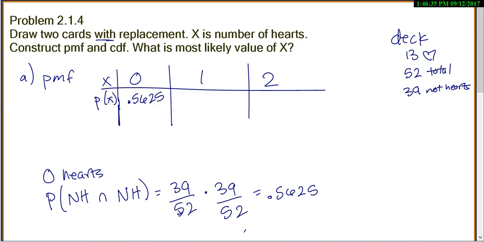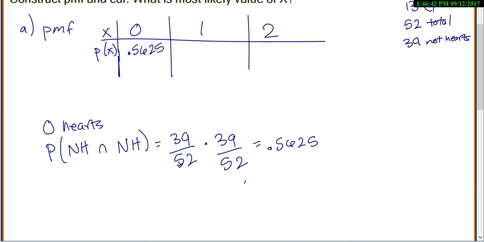You might start trying to do this problem and think, I should be able to find the probability of 0 or 1 right off the bat without doing the work. But that's not true. You actually have to do a little bit of work to find these probabilities.